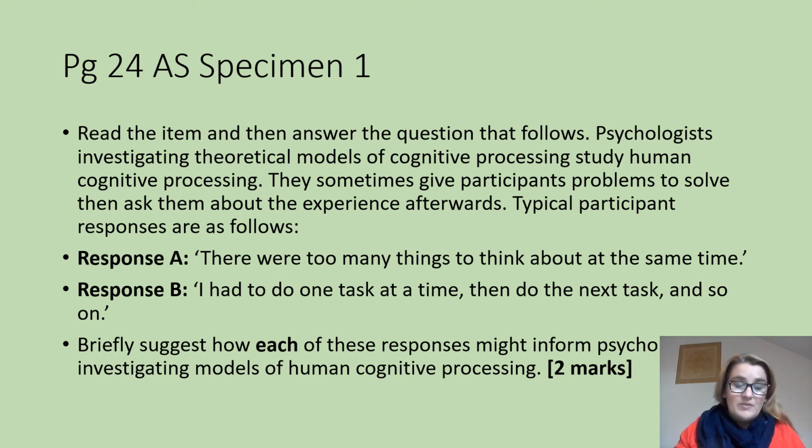So look back at your theoretical models, think about inferences, think about models that we've looked at already. Don't overthink this. What would it tell us about human cognitive processing? Response A, too many things, so could it be to do with capacity? Response B, I had to do one task at a time, then do the next task, and so on. Think about duration. Hint, hint. Don't overthink this answer.